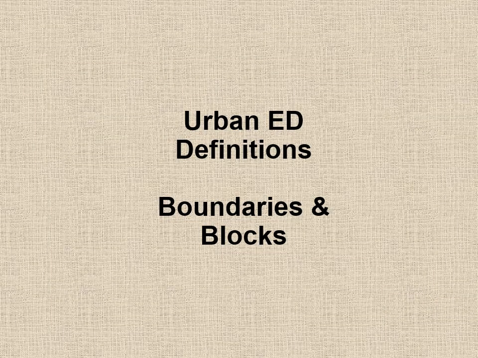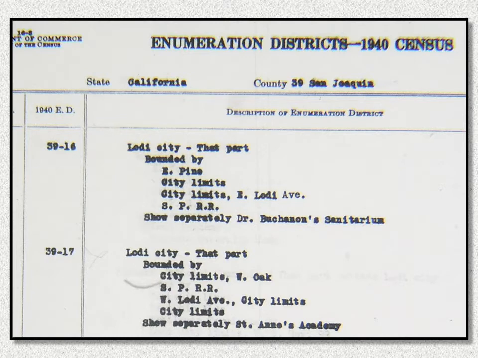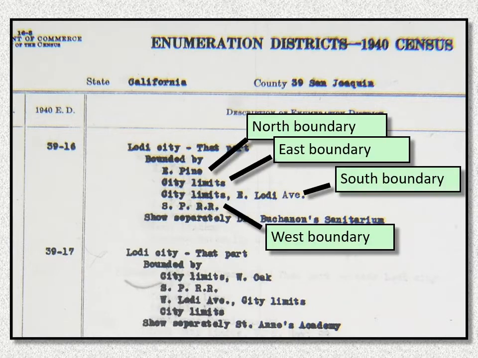If we look at urban ED definitions, they're either boundaries or blocks. Let's look at boundaries first. Here is Lodi City, San Joaquin, California, 1940. You notice that it says for 39-16, it's bounded by. Those are boundaries, and it turns out there are 4 lines here. The lines are the polygons: the north side, the east, south, and west side of the polygon. There is a sanitarium there. It starts on a separate sheet within 39-16.